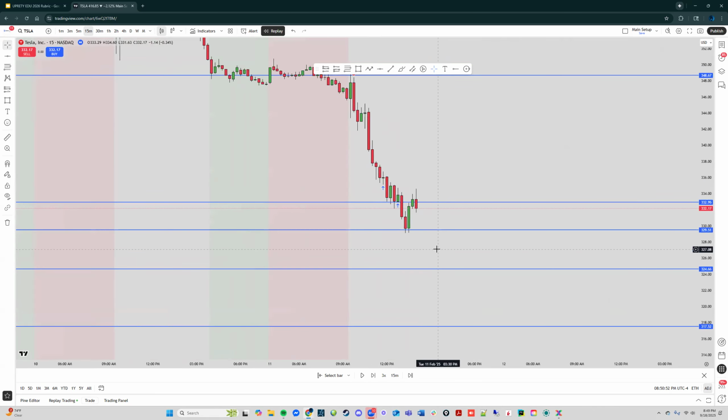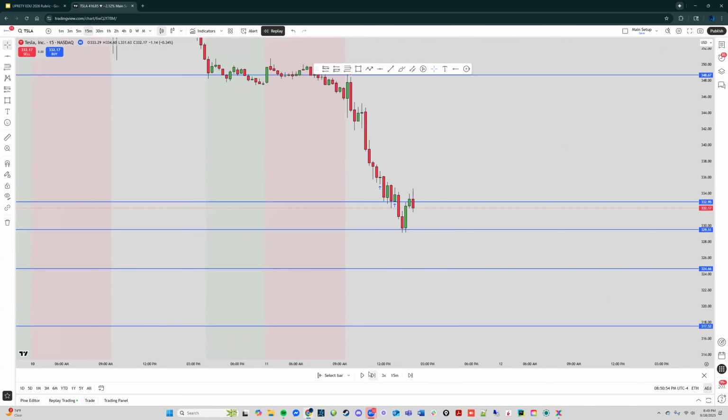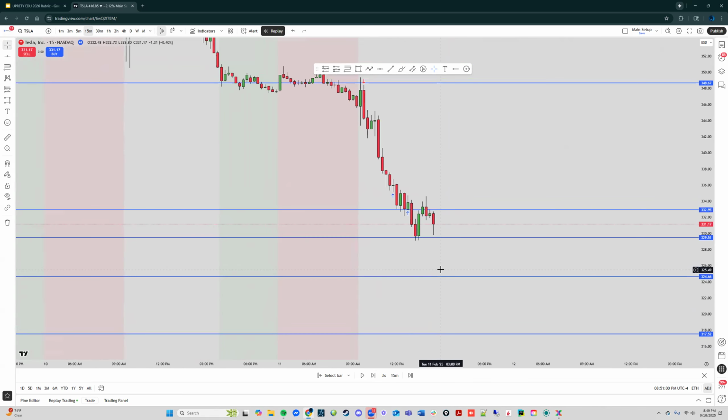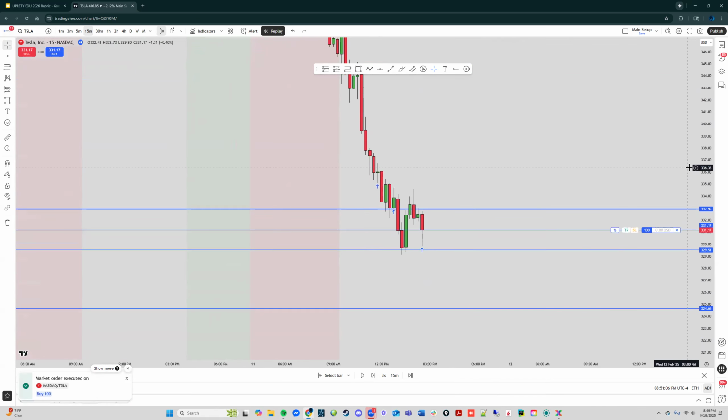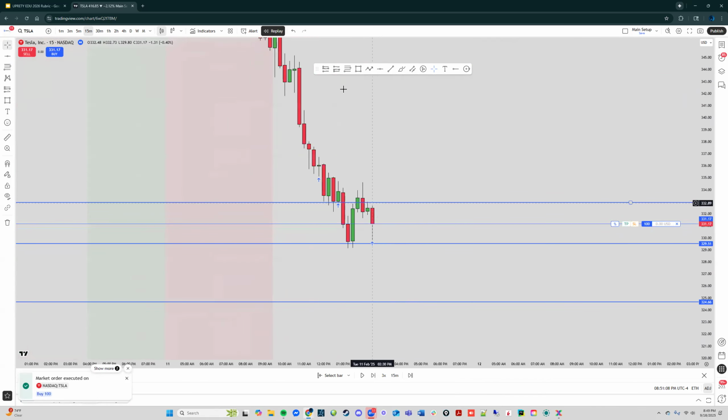Anybody want any type of trade here? No? Okay. Somebody said buy? Yeah. He wants to buy right here. So let's go long. Here we go, 100 shares. Where are we going to set our stop and our take profit once again? His entry was right here.